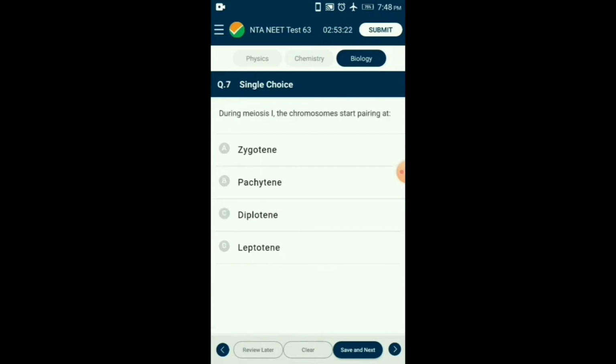Question number 7. During meiosis 1, the chromosomes start pairing at? During meiosis 1, pairing of chromosomes starts at zygotene. This process of pairing is called synapsis, in which homologous chromosomes come close together and form a pair known as bivalent. A proteinaceous network develops between 2 chromosomes of a pair, known as synaptonemal complex. So the answer for this question is option A, zygotene.